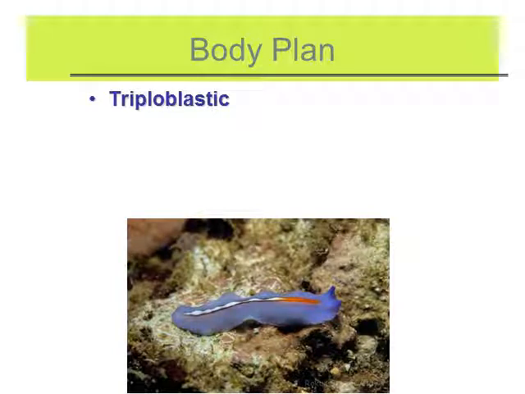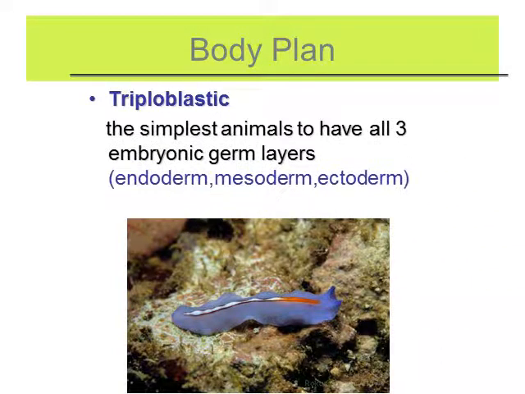So they're triploblastic. What does that mean? It means that they have all three of the germ layers. They have an endoderm, a mesoderm, and an ectoderm. The endoderm is the inside layer, the mesoderm is the middle layer, and the ectoderm is the outer layer of cells. Again, this is the first group of animals that has all three layers.